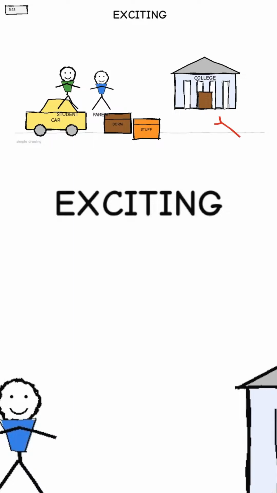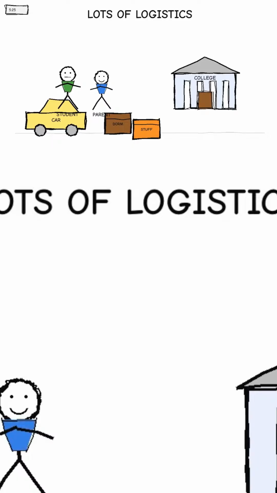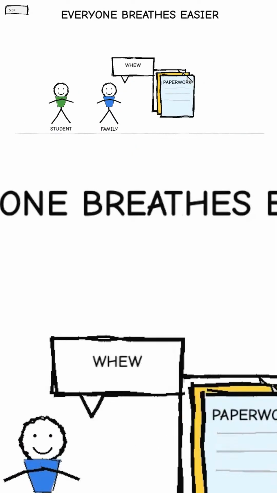It is exciting, it is emotional, and yes, it comes with a lot of logistics. But these legal documents are not about expecting something bad to happen. They are about being prepared. They give students independence while giving families a safe, legal way to help if something goes wrong. With the right paperwork in place, everyone can breathe a little easier.